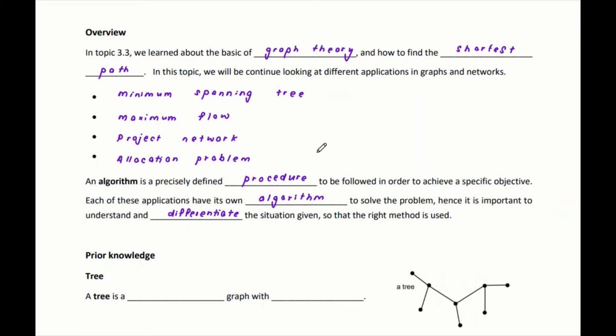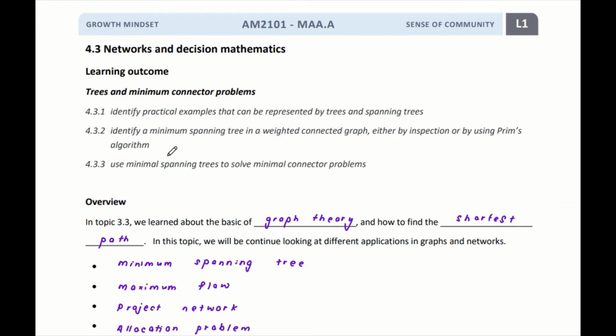So let's start with today's lesson, which is minimum spanning tree. There are 3 things that you need to know, but the main point is to learn how to find the minimum spanning tree. The first is to know what is meant by trees and spanning tree. These are the definition part. Then we move on to algorithms. You are going to learn 2 different algorithms to find the minimum spanning tree in a weighted connected graph.